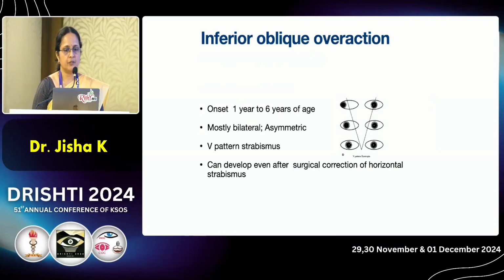The other features of inferior oblique overaction are that usually congenital esotropia manifests by 4 to 6 months of age, but inferior oblique overaction has a delayed presentation, after 1 to 6 years of age. It is mostly bilateral, though it can be asymmetric. And the horizontal strabismus changes into a V pattern strabismus, that means more divergence in upgaze. The most important factor is that even if you operate on the horizontal strabismus for infantile esotropia before the age of 1 year, the inferior oblique overaction can have a later presentation. So better to include that also in your consent form and make the parents aware.